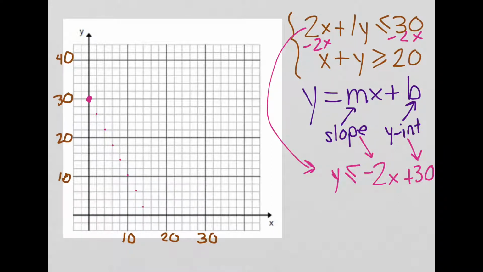Oh, I forgot to ask the most important question to start. Is this a dotted or a solid line? Well, it has an equal to bar underneath it. That means I can sit on the fence. I can go right up to, and all the points on the line are solutions to my line. So there is a solid line. And that's what it looks like.